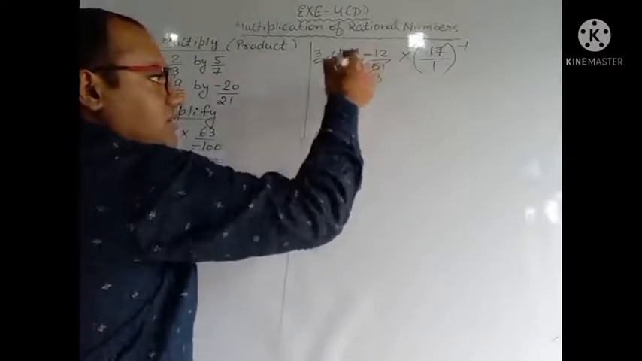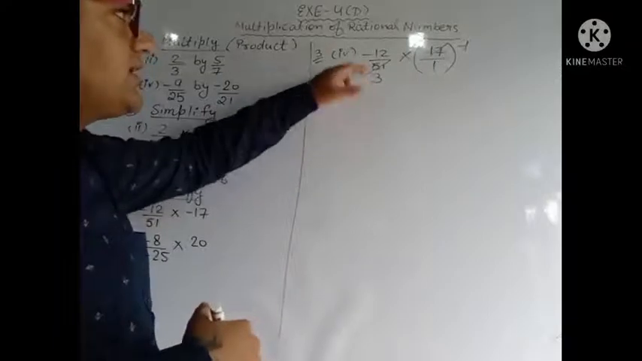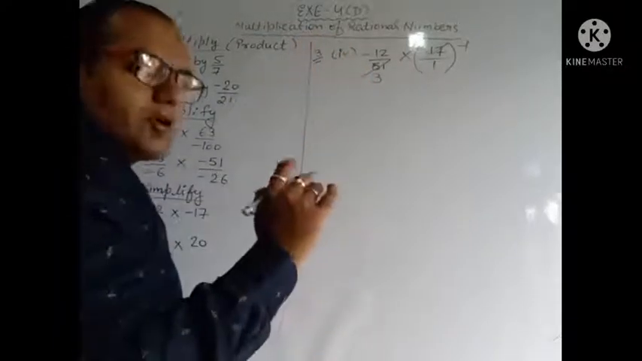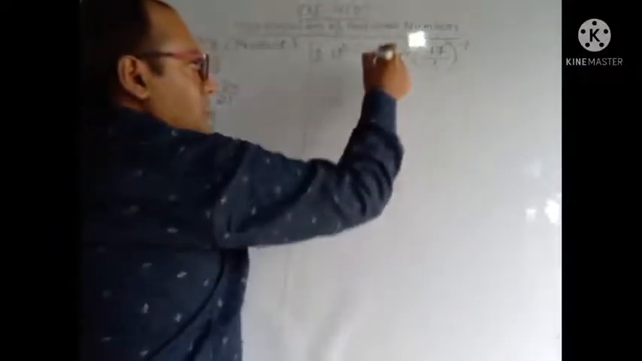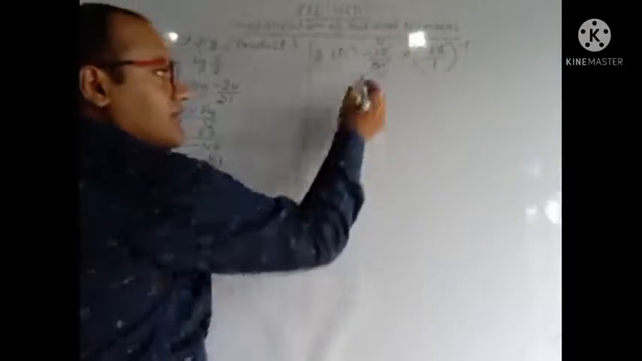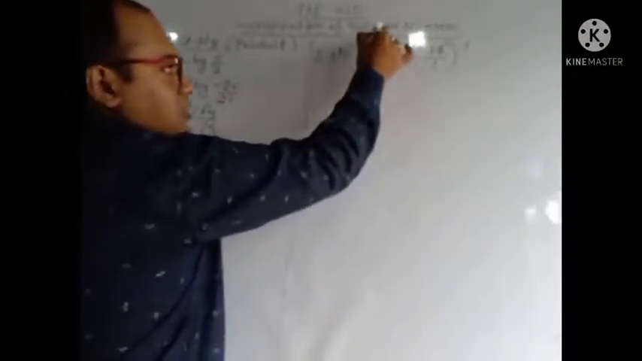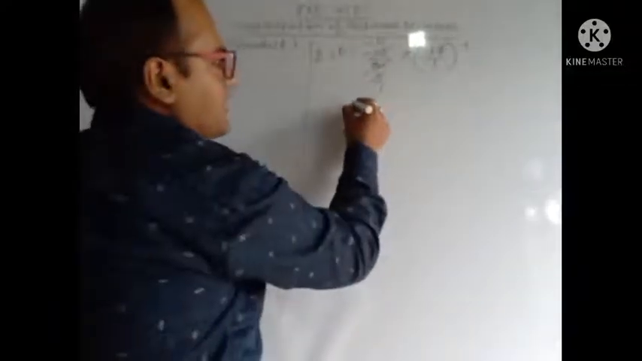17 threes are 51. Now this 3 is in the denominator and 12 is in the numerator. Both are coming in the same table. With the table of 3, we will cut these two numbers. 3 ones are 3, 3 fours are 12. When we cut this 12 to 4, minus is there, so in the answer also we have to put a minus sign. So now we will write the remaining numbers.